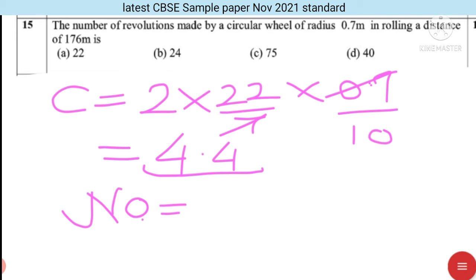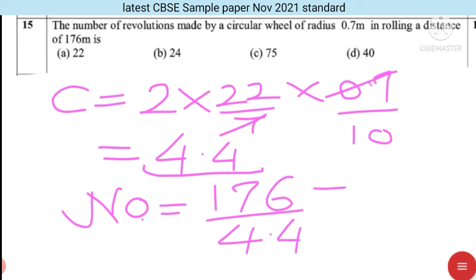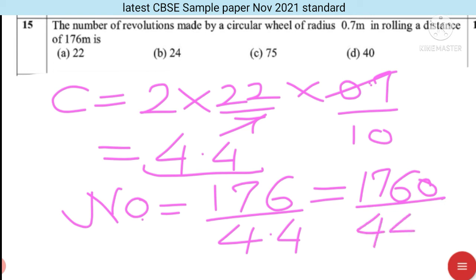Whenever you have to find the number of anything, just perform total divided by one, whether it is area, volume or distance. Now the total distance is 176 and the distance covered in one revolution is 4.4. So this is the calculation that you have to perform: 1760 divided by 44. If you cancel it out, you clearly get the answer as 40. So D is the right answer.